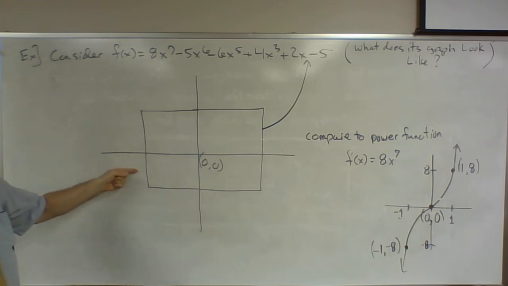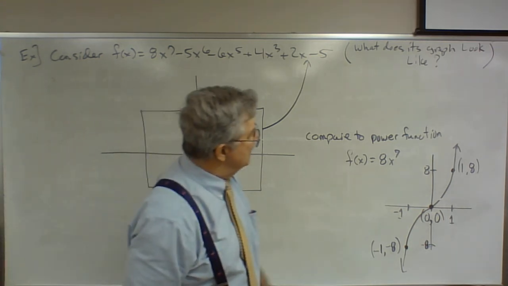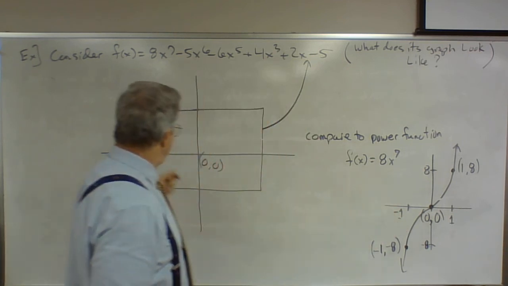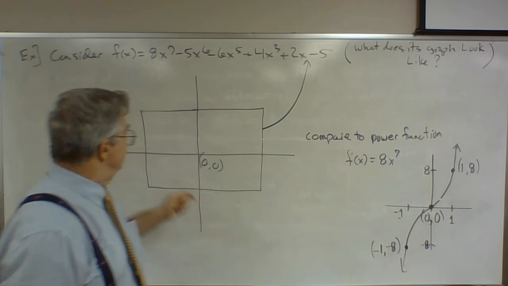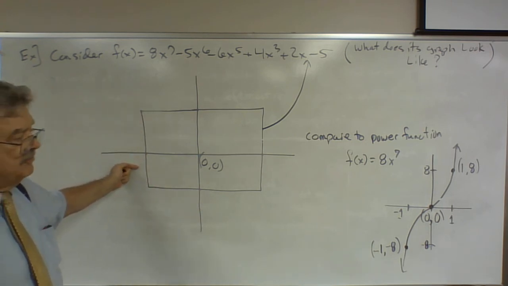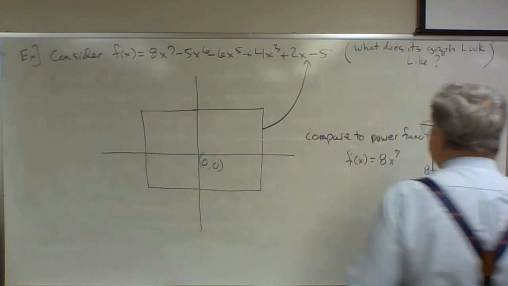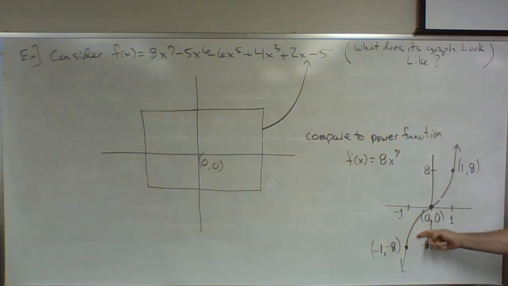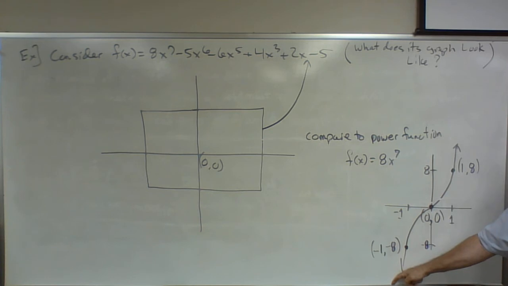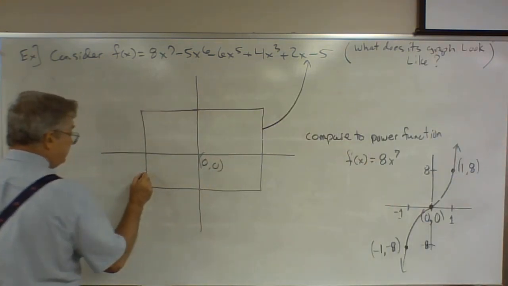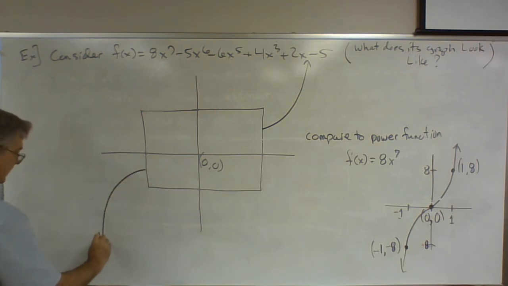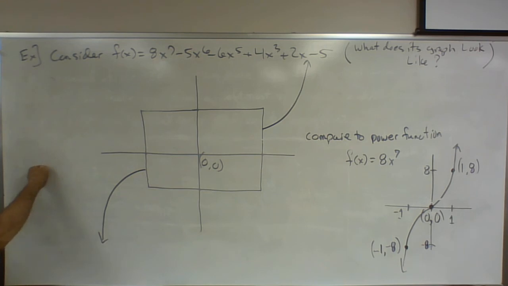Now what happens over here? Well, our power function tells us how this graph is going to behave. This graph, outside of the black box, is going to do exactly the same thing that the graph of the power function does. Notice as x goes to negative infinity, the y value also goes to negative infinity. As we move to the left, the graph goes down. So as x goes to negative infinity, f of x goes to negative infinity.